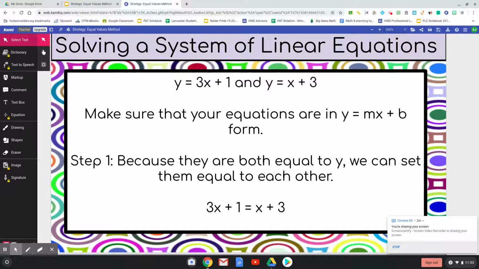First, you want to make sure that your equations are in y equals mx plus b form. I've given an example here of two linear equations, y equals 3x plus 1 and y equals x plus 3. I want to know where these two lines intersect. Our first step is to set them equal to each other. Because both equations are equal to y, they can be set equal to each other. So we say that 3x plus 1 is equal to x plus 3.